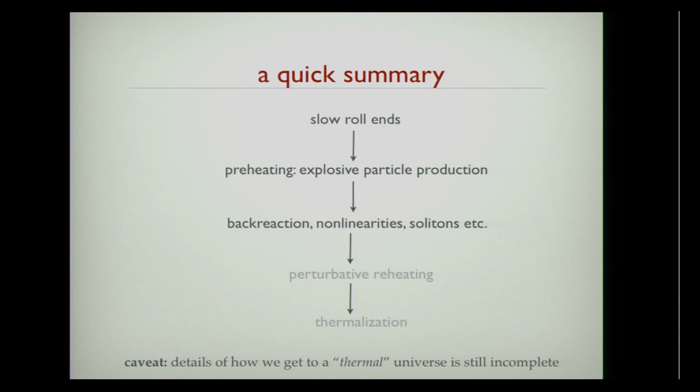So, a quick summary of what I've just said. Slow roll ends, you have this explosive particle production, then back reaction and nonlinearity set in, and complicated objects can arise, including these soliton-like objects. After that, coherence of the fields in some cases breaks down, and you can just do a standard perturbative calculation to move onwards to calculate decay rates, and then reheating sets in. I have to say that you will eventually get a thermal universe, but simulations have a very hard time seeing that you get any sort of thermalization going on.